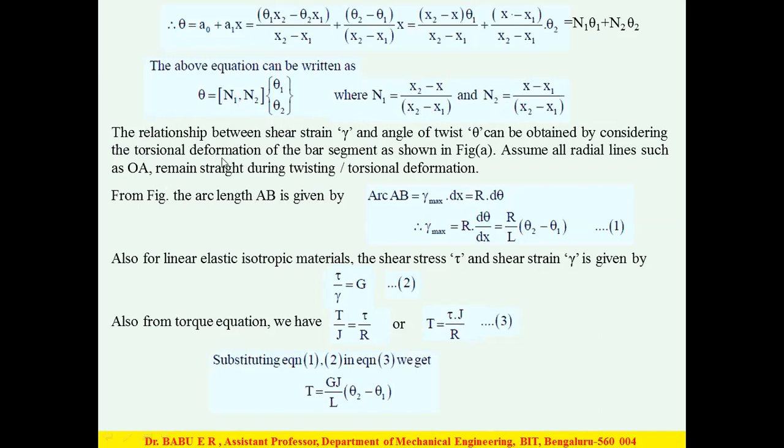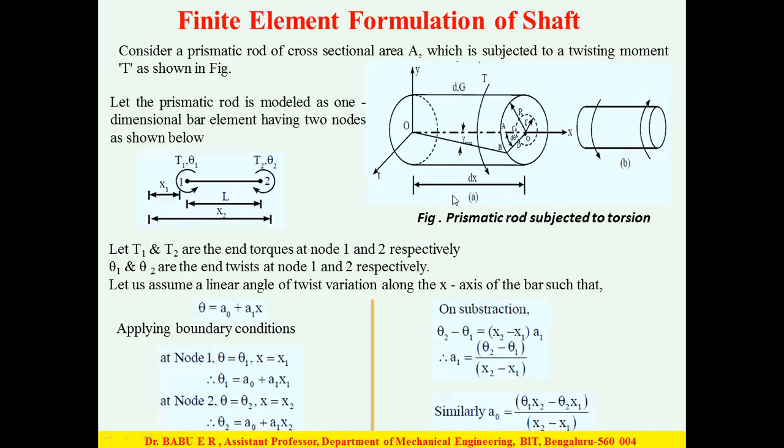So the relationship between the shear strain nu and angle of twist theta can be obtained by considering the torsional deformation of the bar segment as shown in figure A. Assume all radial lines such as OA remain straight during twisting or torsional deformation. From the figure, the arc length AB, considering along the length, can be written as nu max into dx.